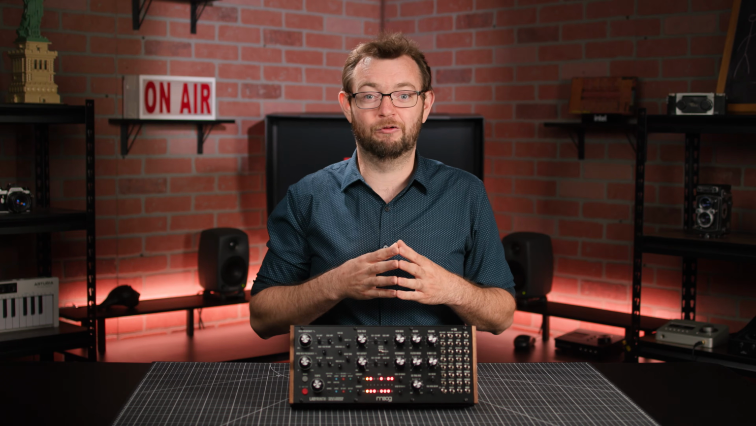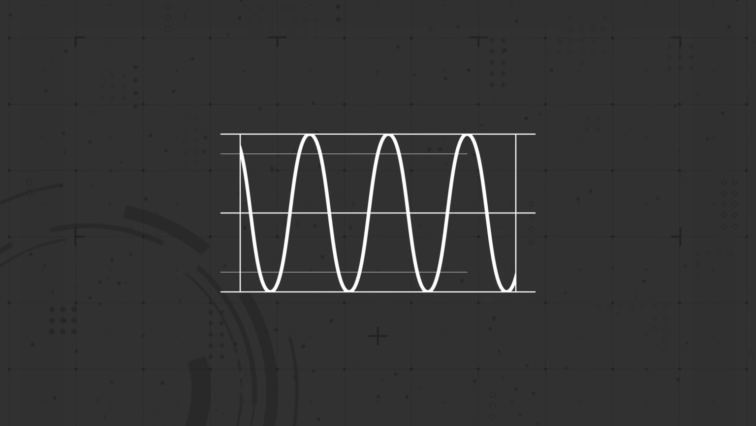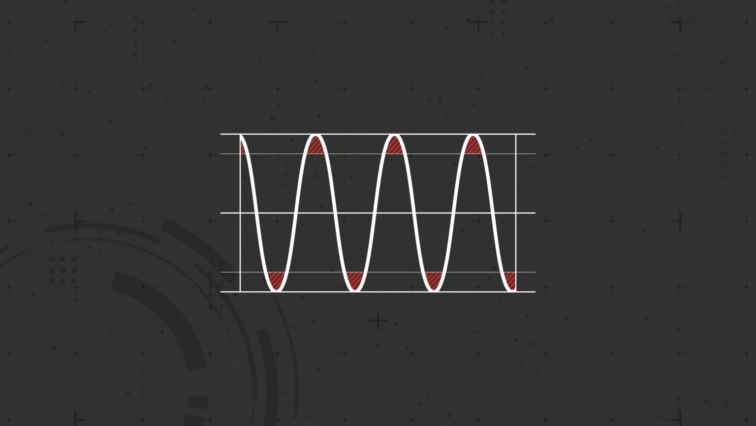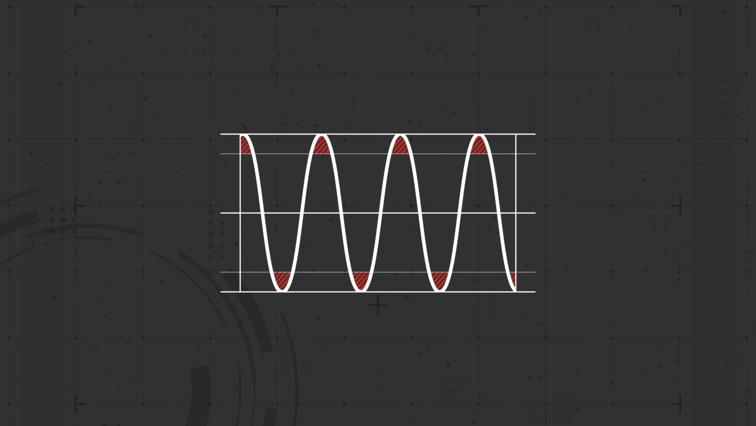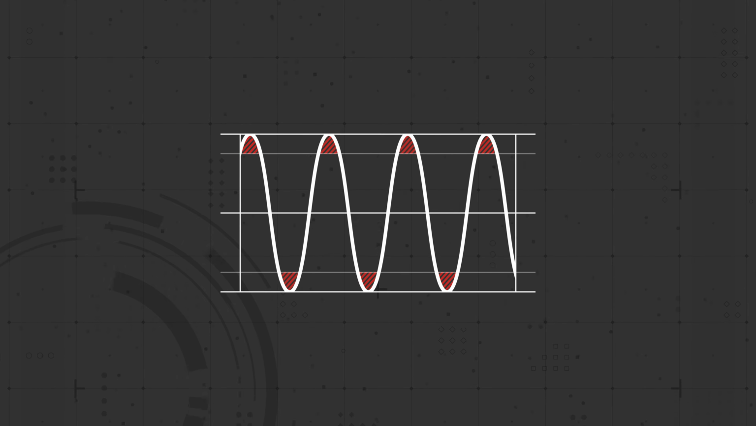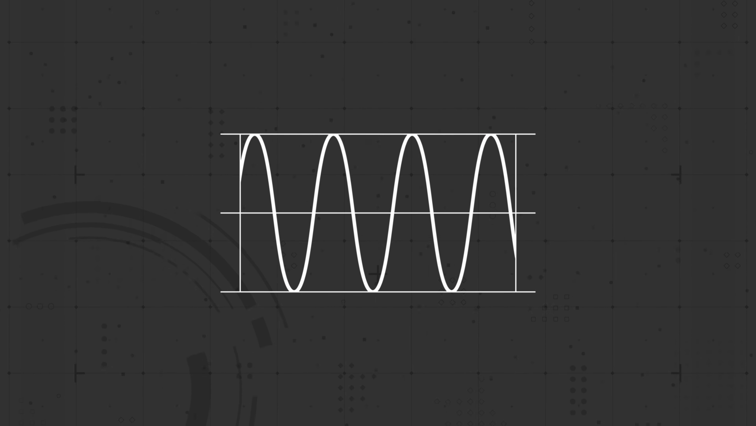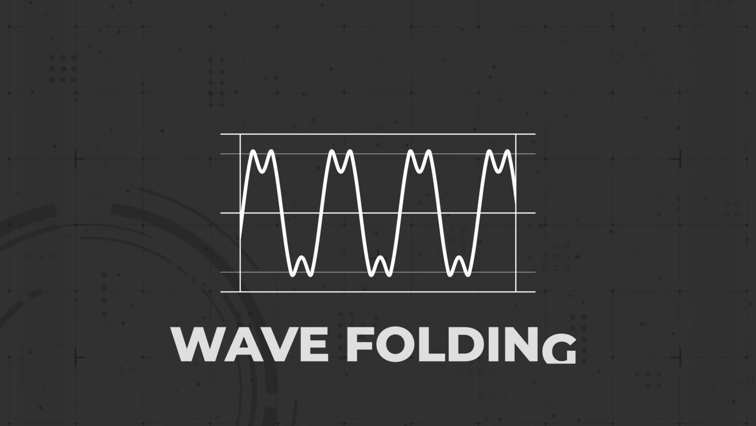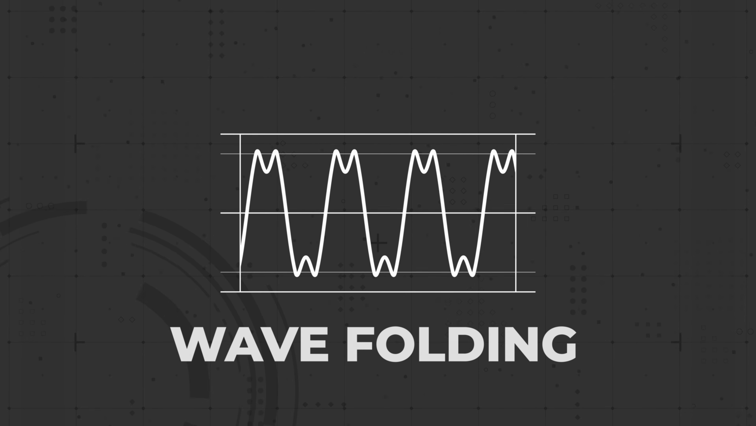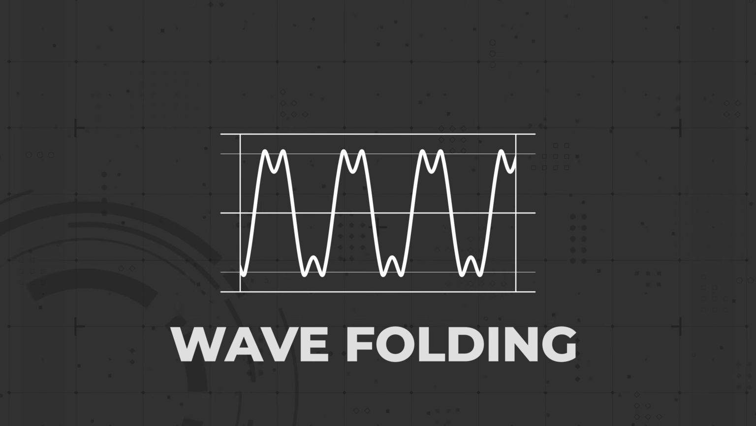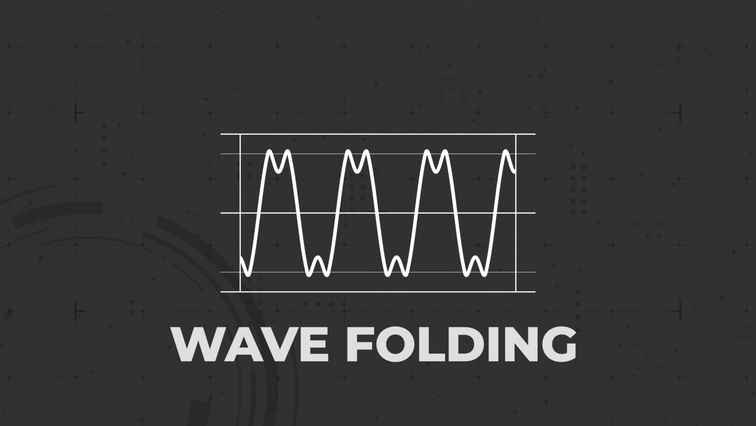Let's start with the Wavefolder and what it does. To put it simply, when an audio signal reaches the headroom of a circuit, the top and bottom of the waveforms are clipped, which results in saturation. A Wavefolder takes the portion of the wave that goes beyond the tolerance of the circuit and folds it back on itself, creating new harmonics in the process and a different flavor of distortion.